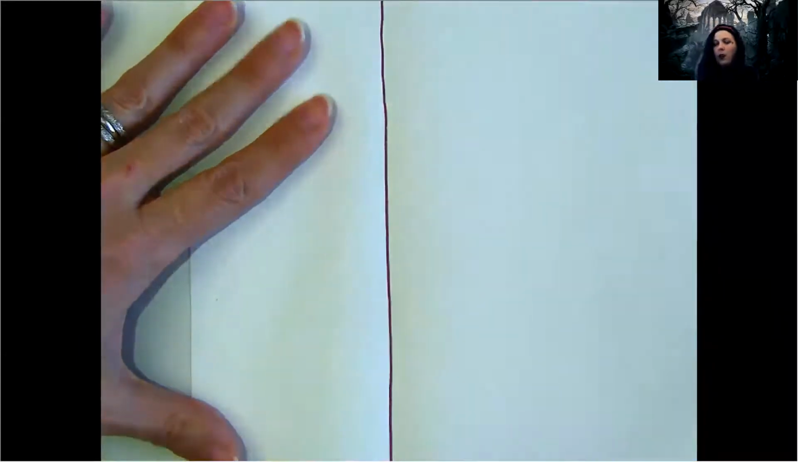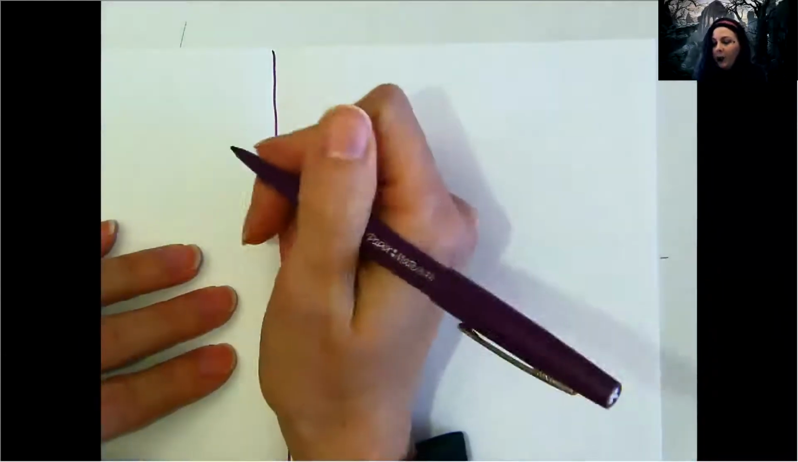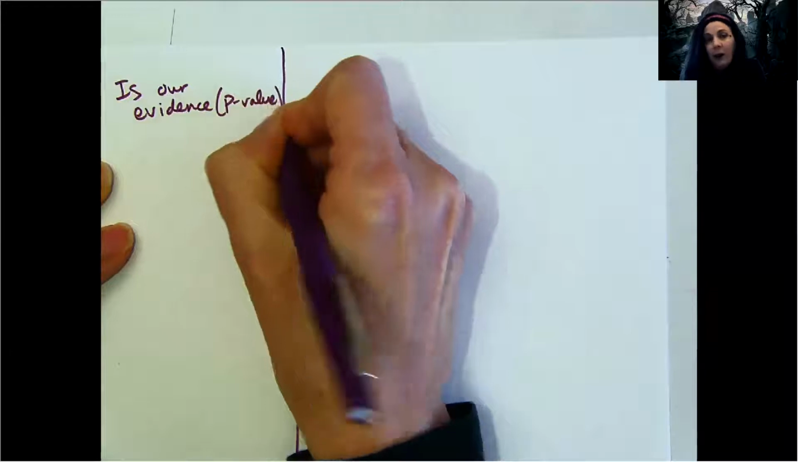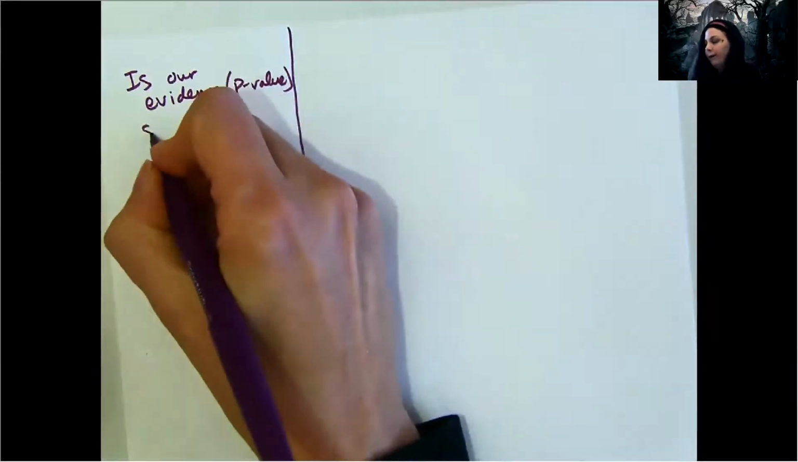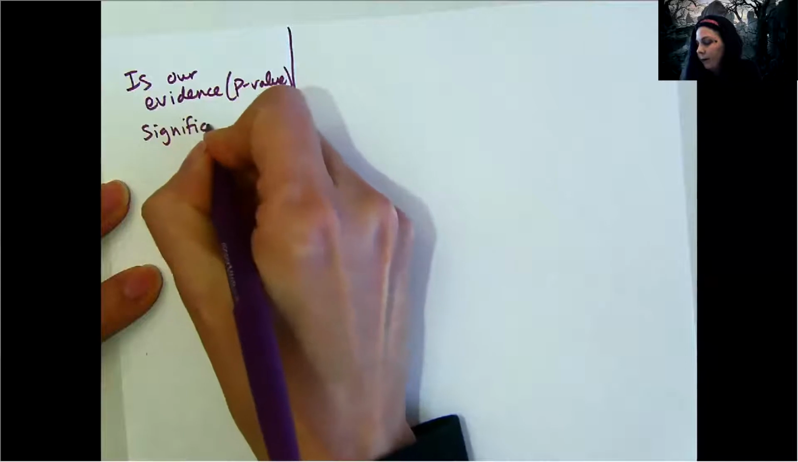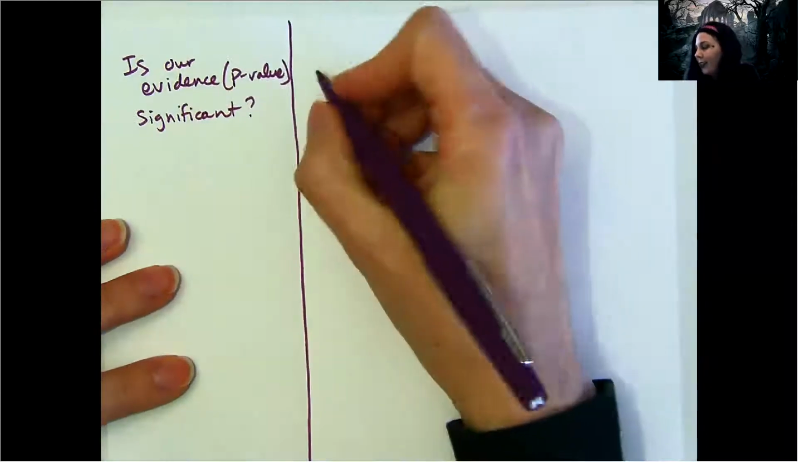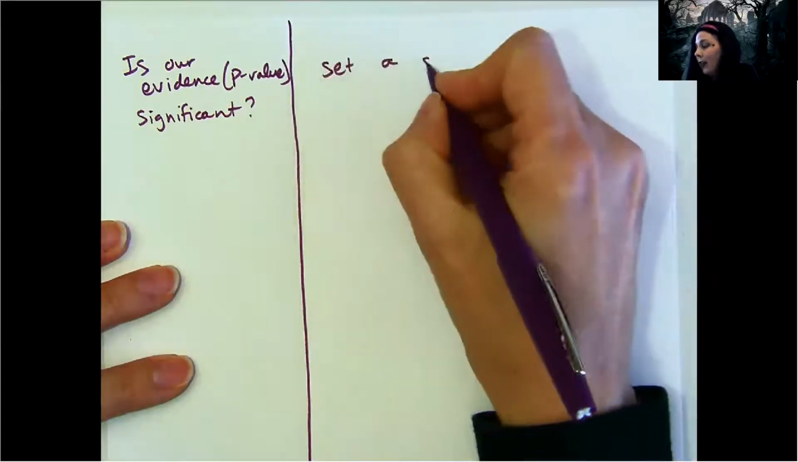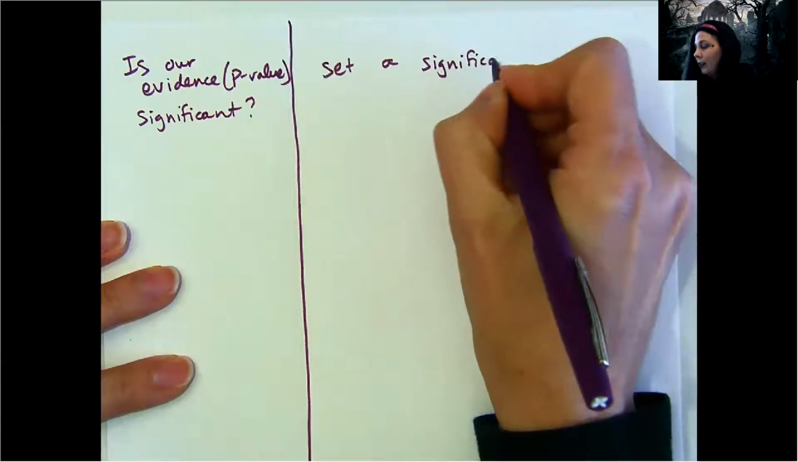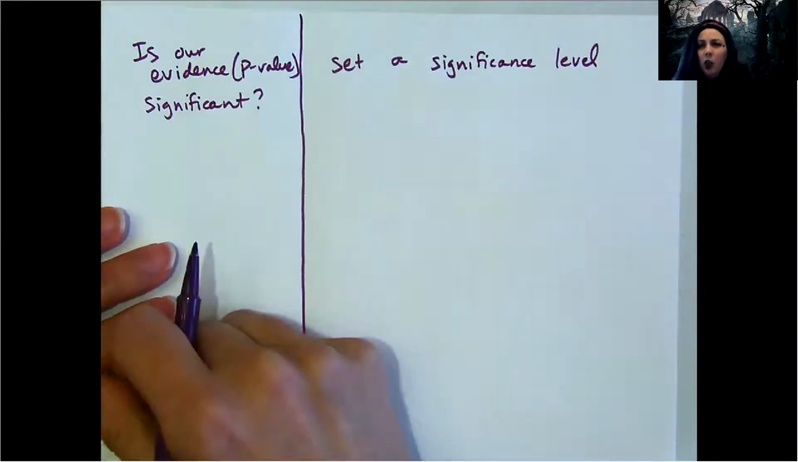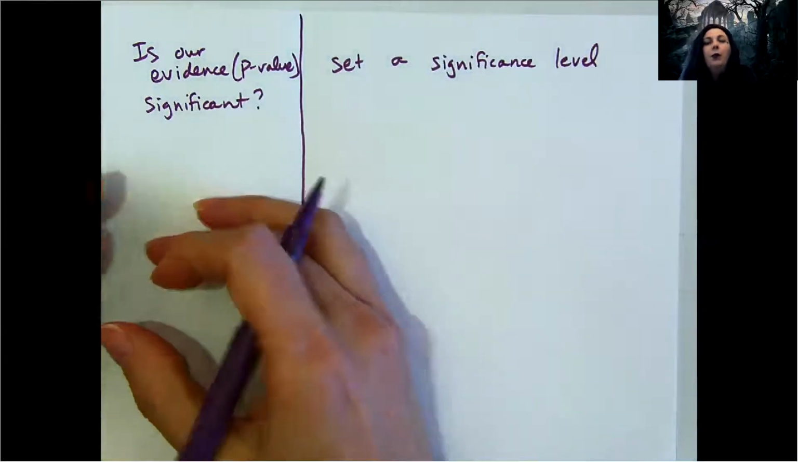All right, so the next thing that we have to start thinking about is significance. Is our evidence, and remember, evidence is the p-value, significant? The way we find significance is by first setting a significance level. When you're setting a significance level, you should do it before you start taking your samples.